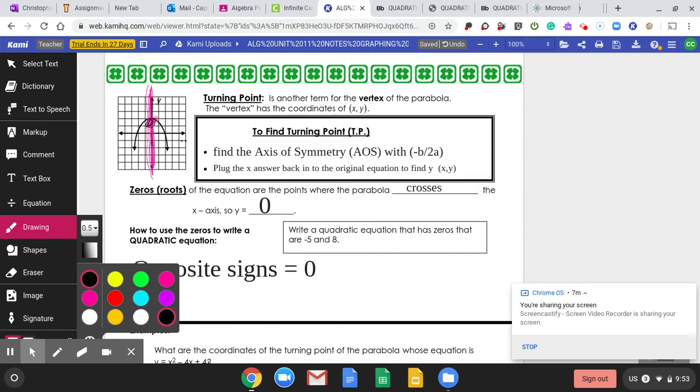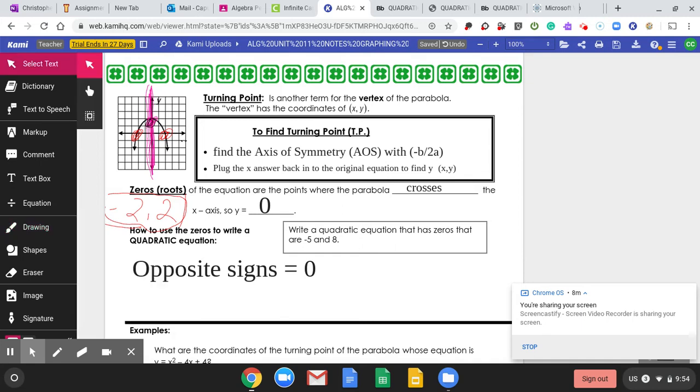So again, it's when y equals 0. If you notice on this graph over here, where does it cross? Once, twice. So my zeros in that case are 2 to the left and 2 to the right. So we'll say my zeros are -2 and +2. When you write them in a quadratic equation, what I want you to think of is it always has to be the opposite of what you had.